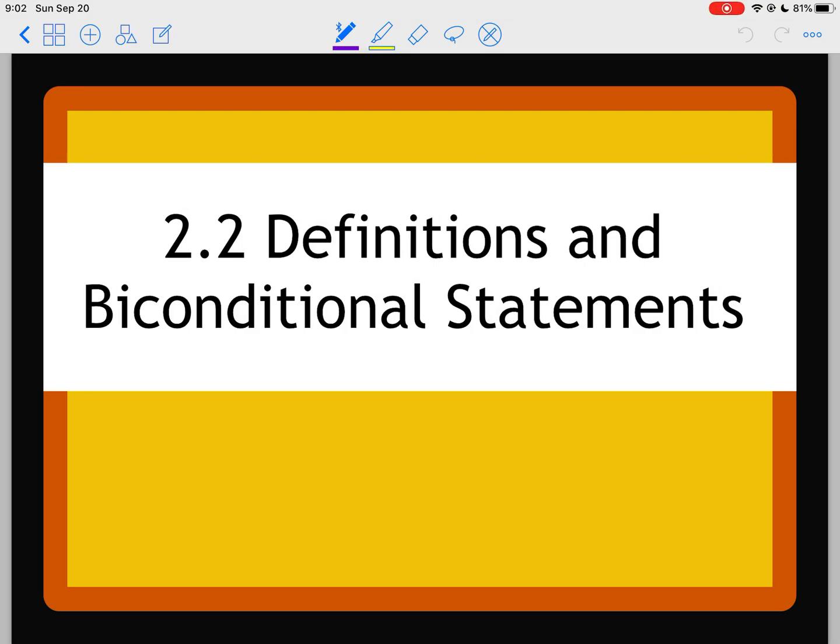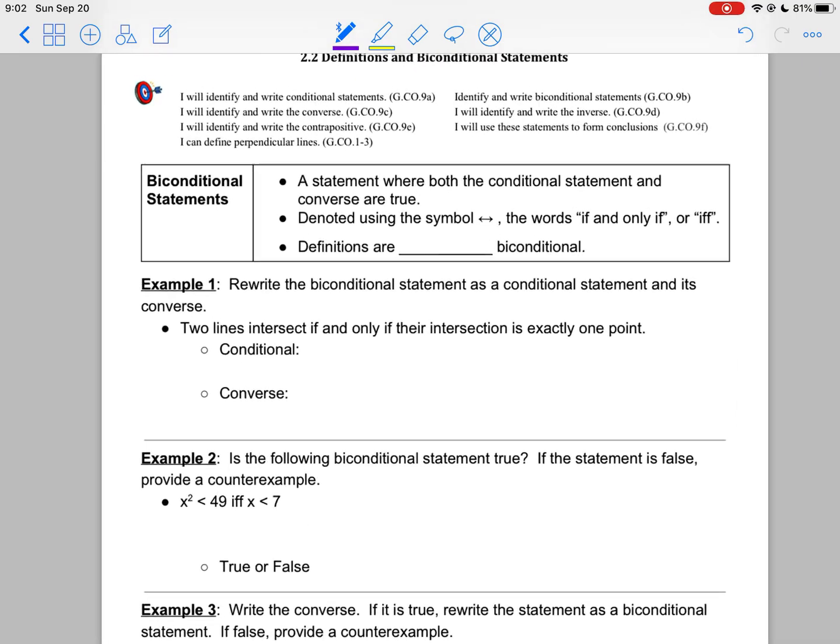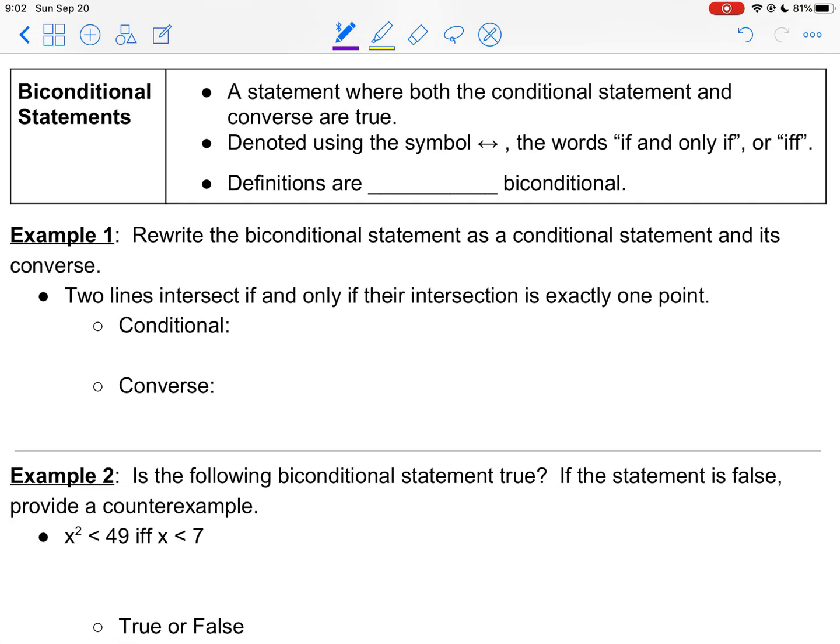In the previous lesson, we talked about conditional statements. So today we're going to talk about definitions and biconditional statements and how those relate to those conditional statements. So a biconditional statement is a statement where both the conditional statement and the converse are true. So we're going to test these two particular statements, the conditional statement and the converse, and if they are both true, then that statement can be written as a biconditional statement.